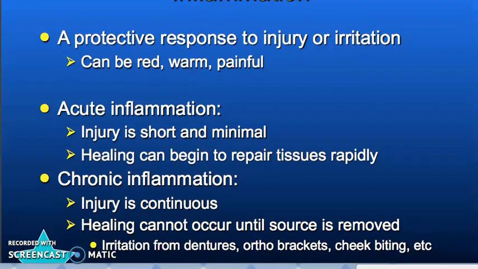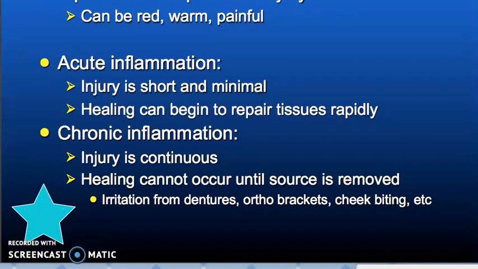So we have two different types of inflammation. Of course, it's acute and chronic, and I bet you're already familiar with those terminologies. So looking at acute, the injury is short and minimal. That would be maybe like, again, referring back to damaging your tissue with toothbrush abrasion, or maybe something you had eaten hard. Healing can begin to repair tissues rapidly, and luckily in the mouth the tissues do heal very quickly. Then you have chronic inflammation.